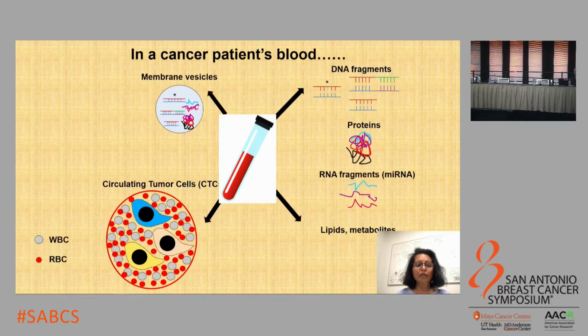This can be in the form of DNA fragments, proteins. RNA is not stable in the blood, therefore RNA fragments, as well as lipids and metabolites. Membrane vesicles, such as exosomes, harbor certain components of this molecular information. But CTCs basically harbor the entire complement of molecular information that is present within tumor cells.